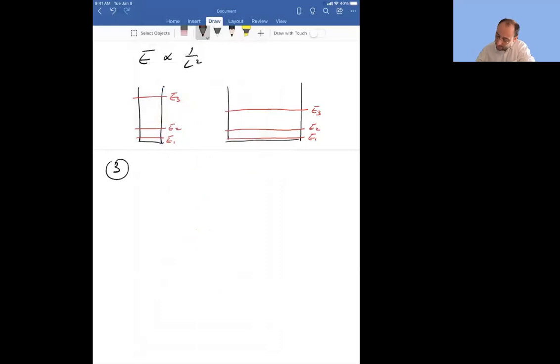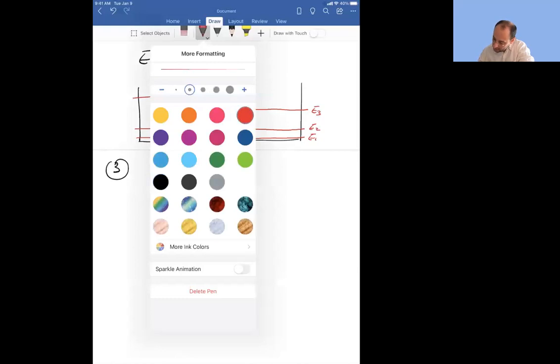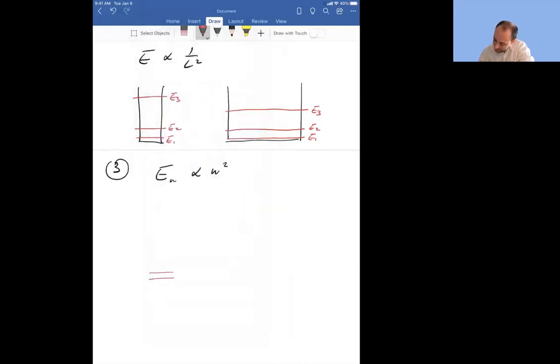Well, we see that energy is proportional to n squared. So it's a ladder of energies where the energy spacing gets larger and larger and larger. That's what this says.